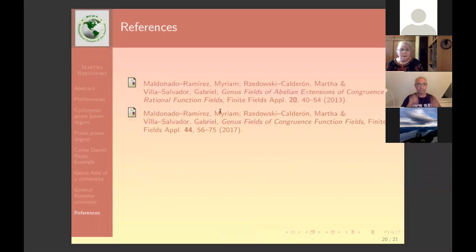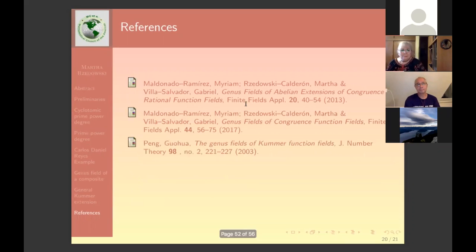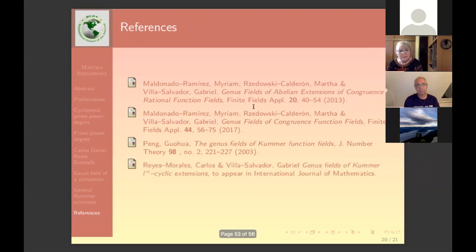These two are our very original papers with this colleague. And there we were getting not explicit expressions. This is the pioneering work of Peng. That is the first one we know. It's genus fields of Kummer function fields. He considers extensions of degree L, just that. So we have been generalizing all these things.